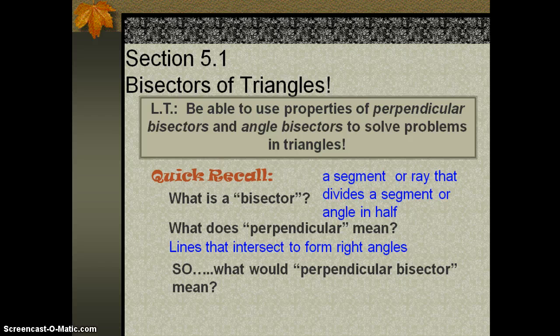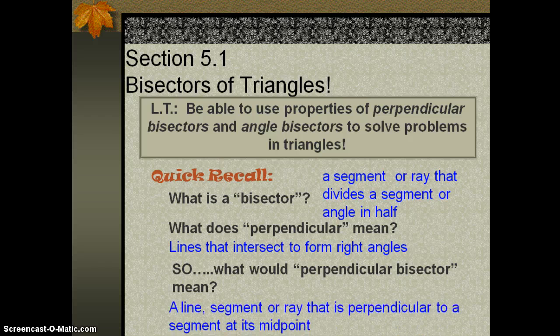So what would a perpendicular bisector mean? It's a line, segment, or ray that is perpendicular to a segment at its midpoint. So it's going to cut it in half, and it's going to be perpendicular to the segment. Perpendicular bisector.